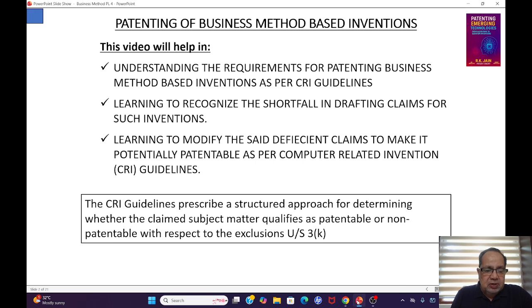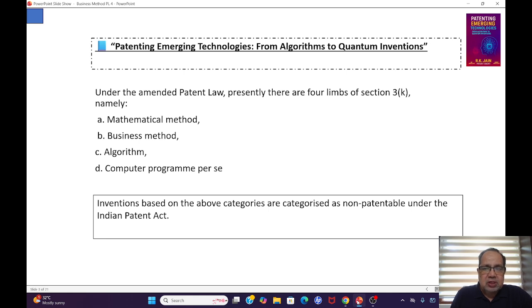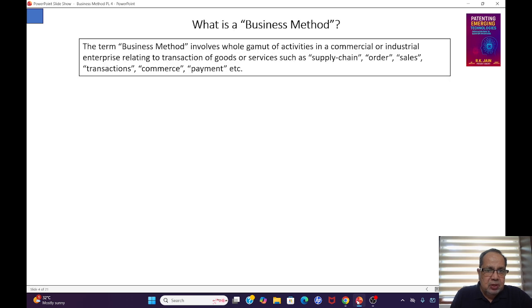As we have covered in the previous videos, the CRI guidelines prescribe a structured approach for determining whether the claimed subject matter is patentable or non-patentable with respect to exclusions under Section 3K. Just to recapitulate Section 3K, under this section of the patent law, the four categories, mathematical method, business method, algorithm, and computer program per se inventions, are categorized as non-patentable under the Indian Patents Act. So, the challenge is to overcome the exclusions as demarcated in Section 3K.